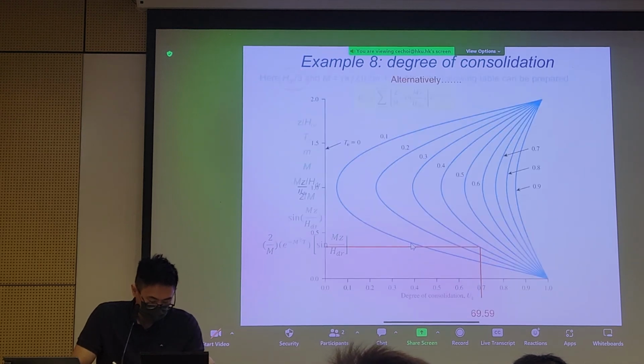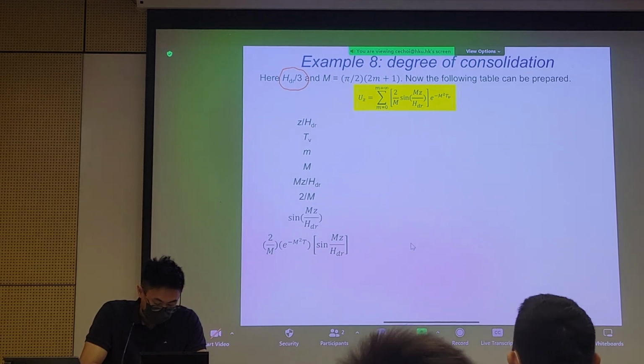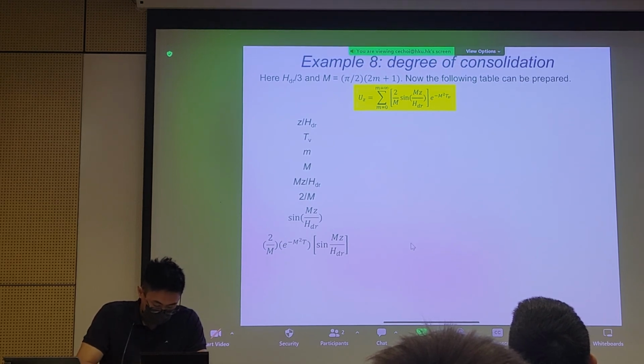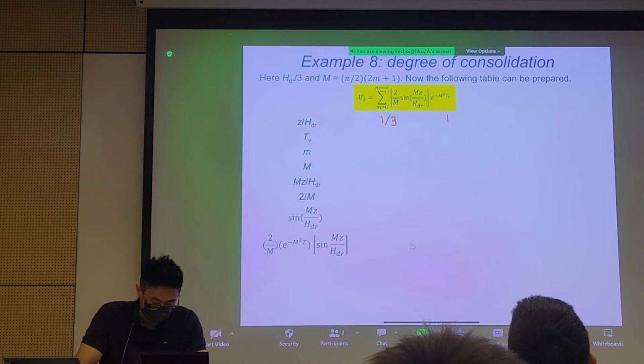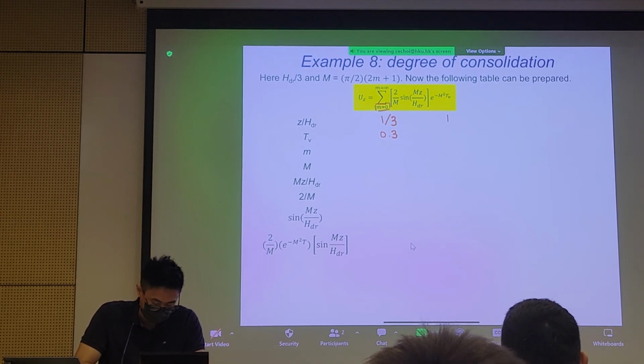So we can tabulate this data. We know the height is 1/3, right? That's what the question asks for. We can do a few iterations. The time factor is given to us in the question, it's 0.3. Small m is something that we use for iteration. So let's start off in this question with 0, do our first guess and check.